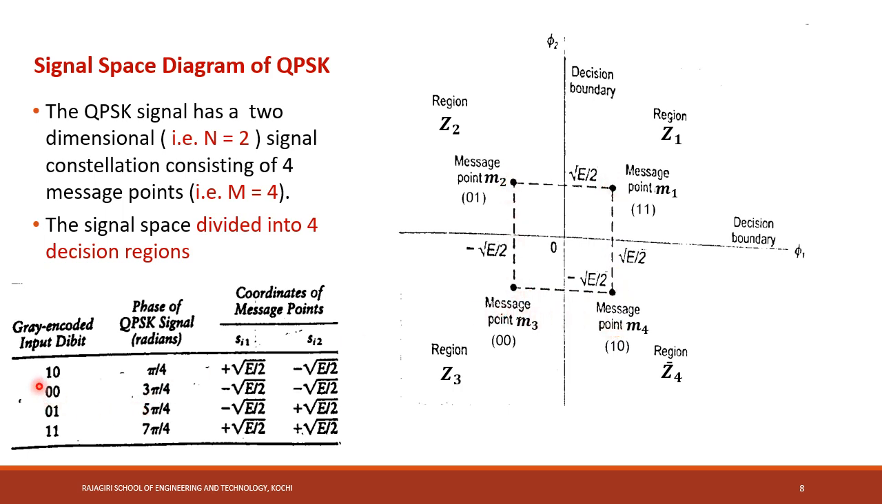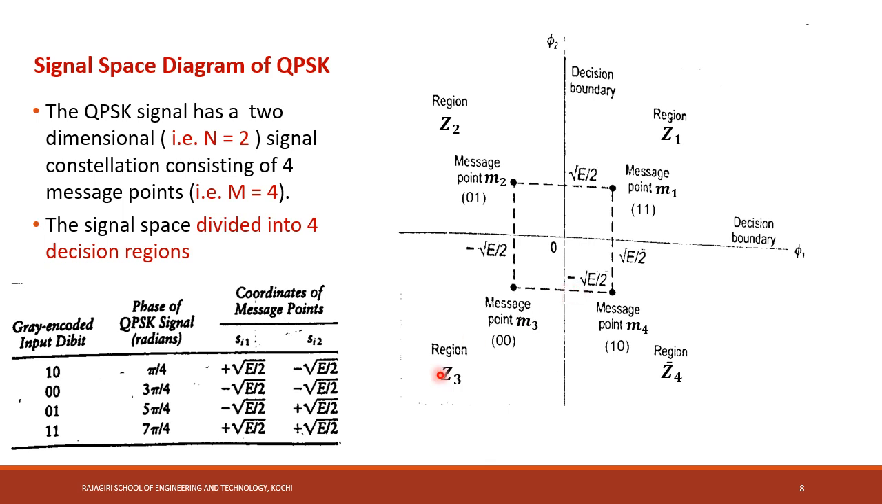So you have four message points corresponding to the four symbols that can be transmitted. If you look at the first symbol, 1, 0, the coordinates of the message point are plus root E by 2, minus root E by 2. So this is the message point corresponding to the symbol 1, 0. Here, plus root E by 2 is the projection of the symbol on the first basis function, and minus root E by 2 is the projection of the signal on the second basis function.